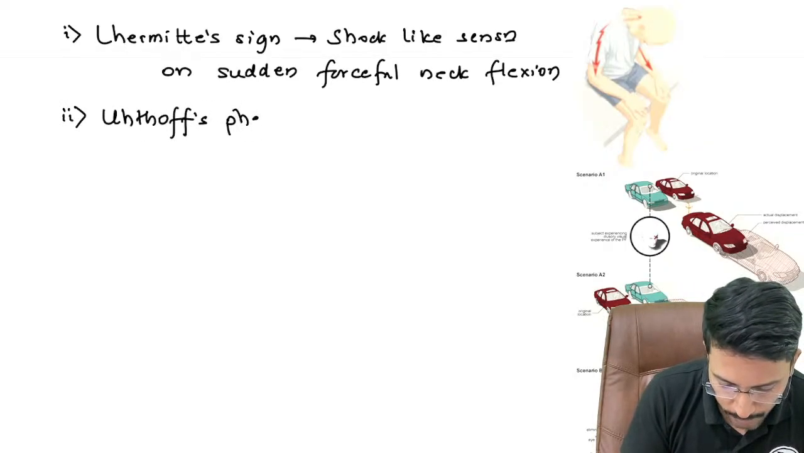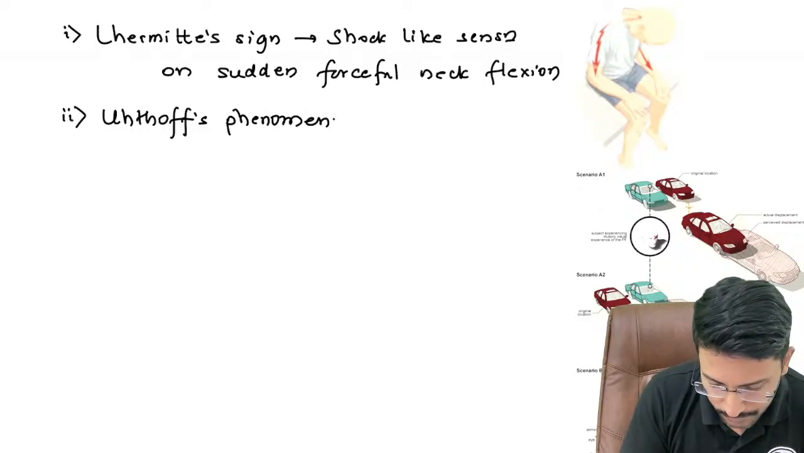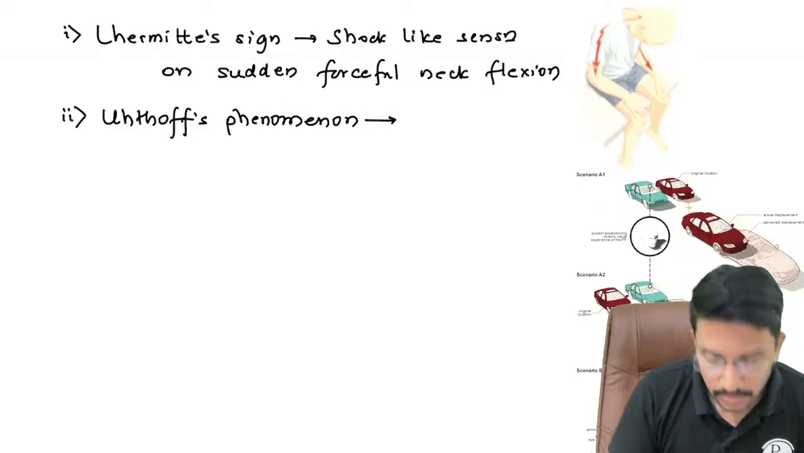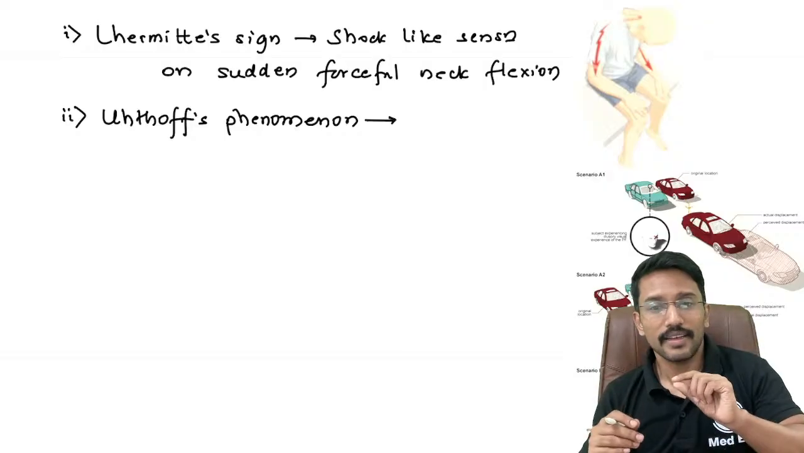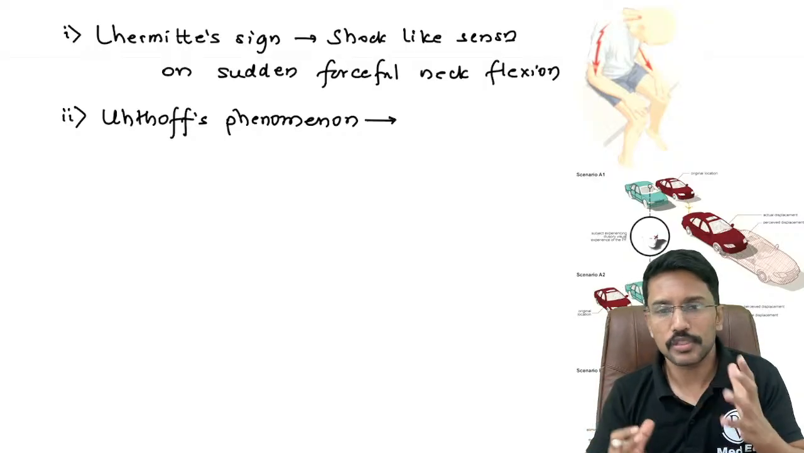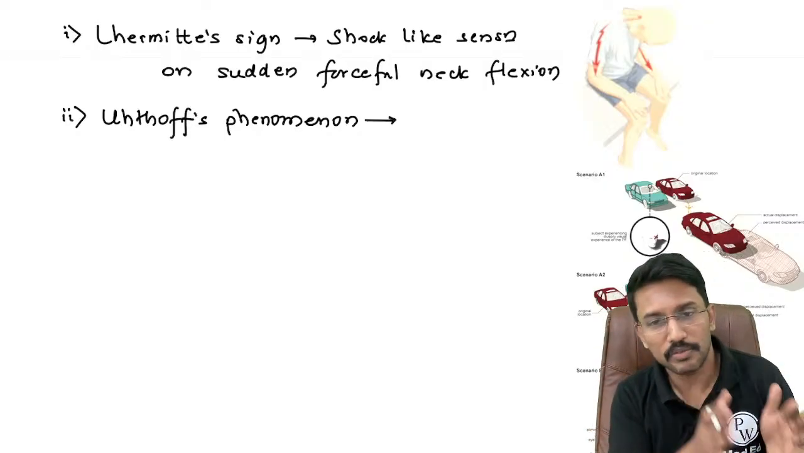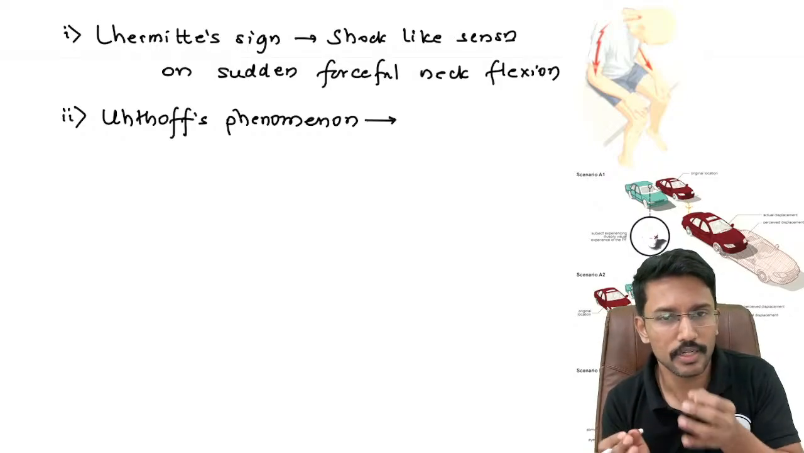Uhthoff's phenomenon. Now, what is this Uhthoff's phenomenon? Patients with multiple sclerosis can have worsening of their symptoms on exposure to heat. So when symptoms become worse on exposure to heat, we call it Uhthoff's phenomenon.